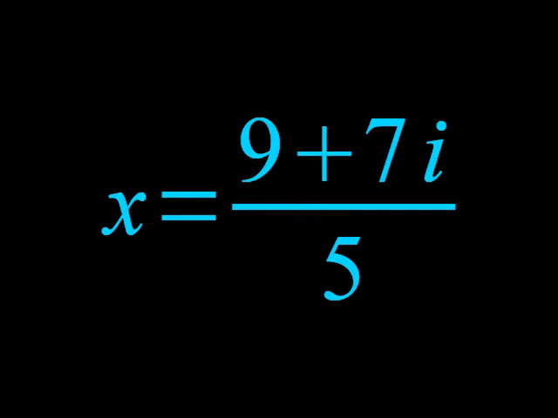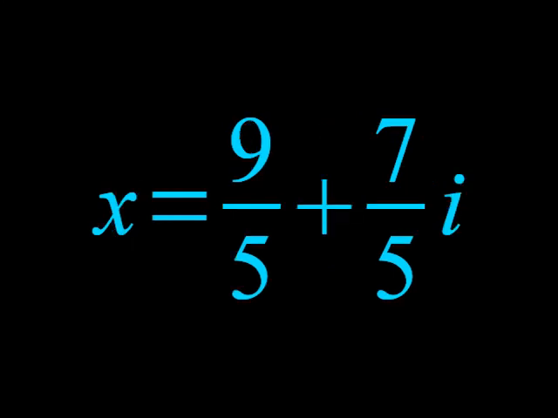It is at this point that we notice this looks an awful lot like standard form of a plus bi. If we separate this into two separate terms, we find in fact we do have standard form, with a equaling 9/5 and b equaling 7/5.